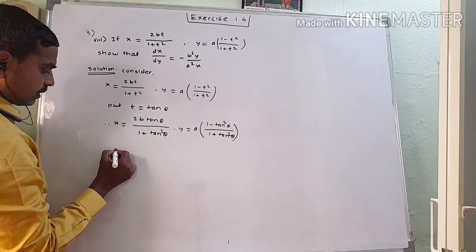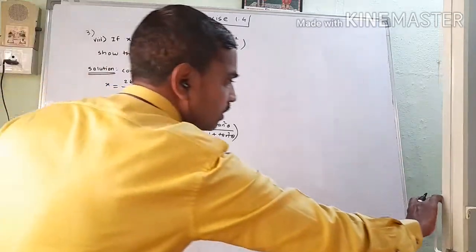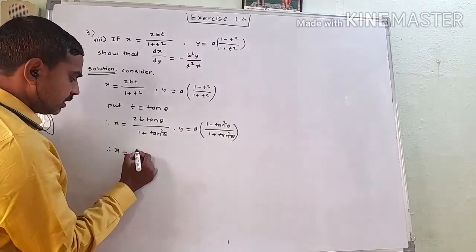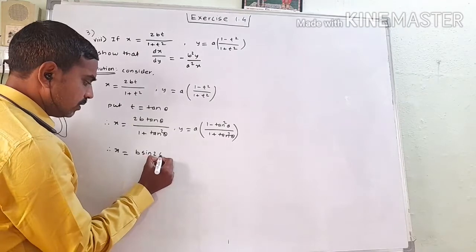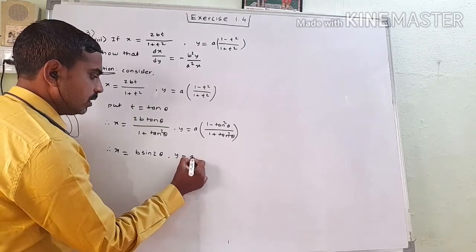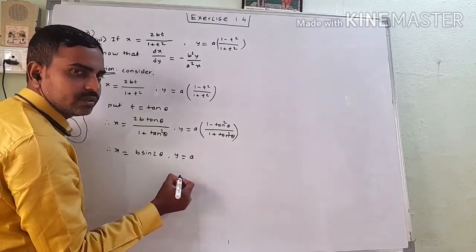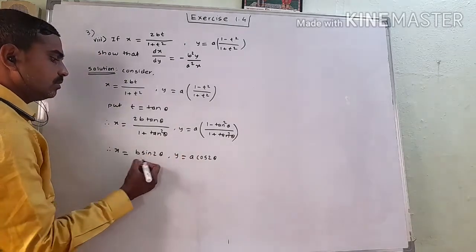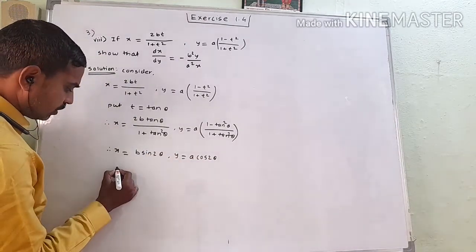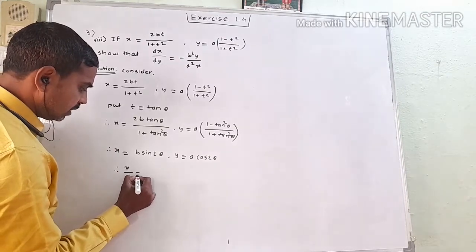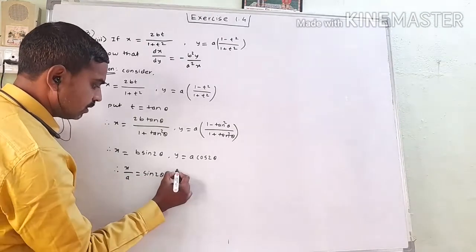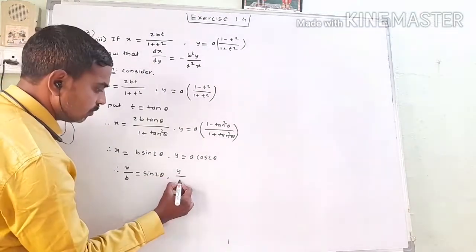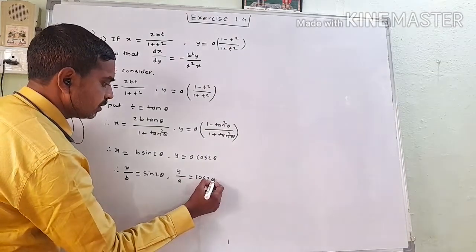Now we get x equal to 2 tan theta divided by 1 plus tan square theta, which is converted into sin 2 theta, and y equal to a into bracket 1 minus tan square theta divided by 1 plus tan square theta, which is converted into cosine of 2 theta. Now we will use the relation between sine and cosine. For this purpose, first we find x by b equal to sin 2 theta, y by a equal to cos 2 theta.